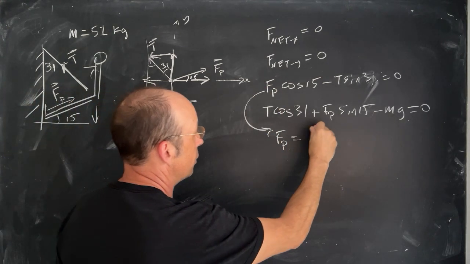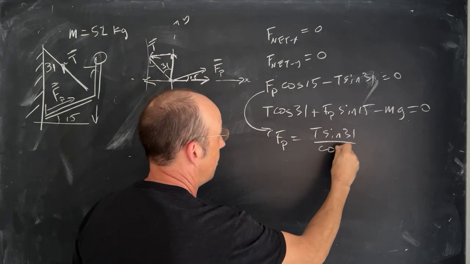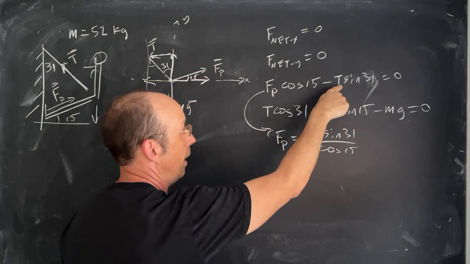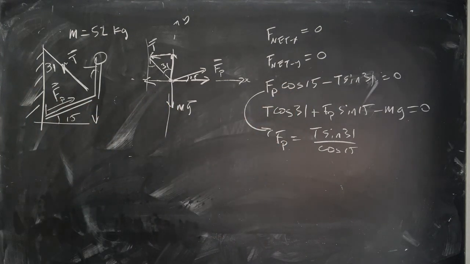FP is going to be equal to T sine of 31 divided by cosine of 15, right? So I'm going to add that to both sides and divide by cosine. And let's just get that as a number and make it easier.